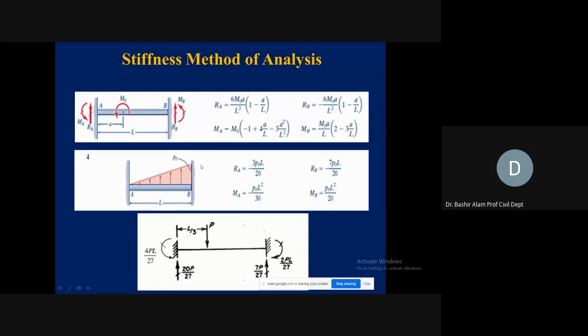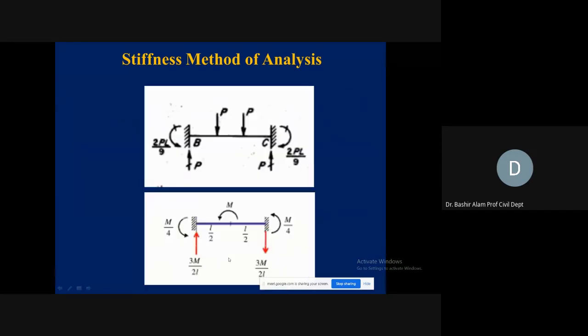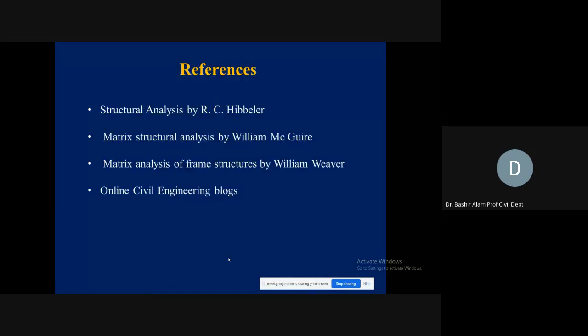If it is loaded by this triangle, increasing to the right, these will be the corresponding ones. If you have a P at L by 3, it is not in the middle. These will be the corresponding member end actions. Similarly, you can see here we have two P's. So these are the common cases, and you can find out the member end actions from here.